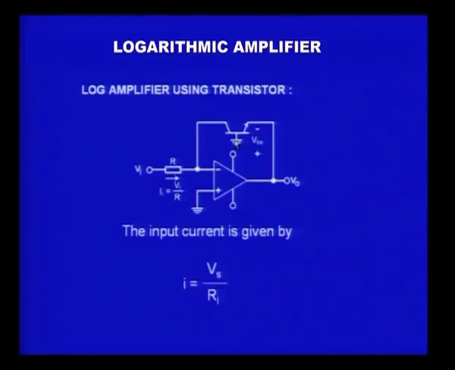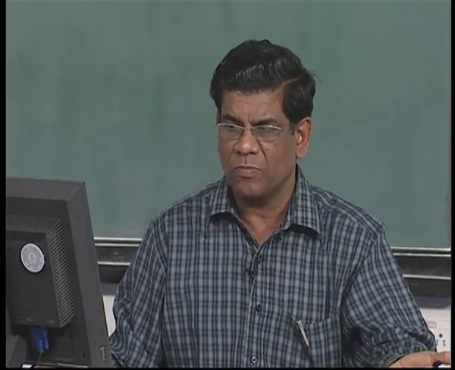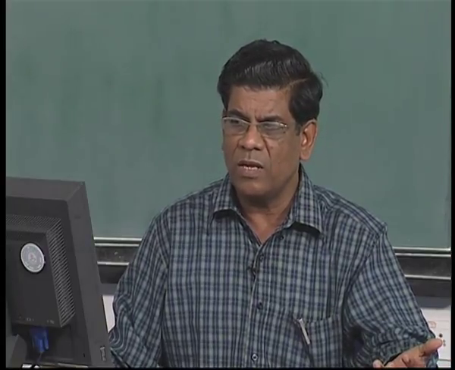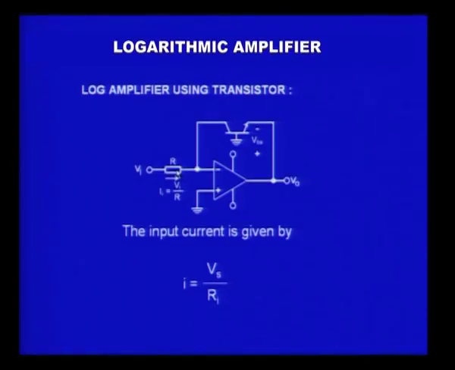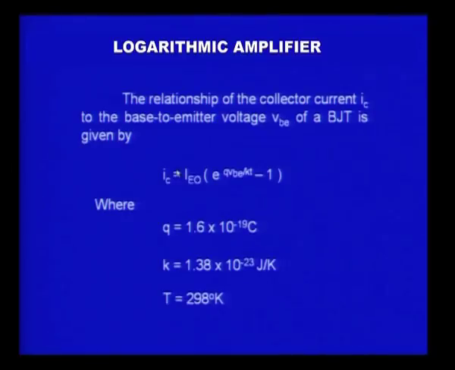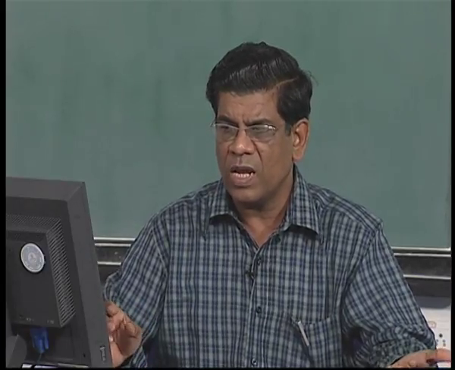The base of the transistor is grounded, the collector comes to the virtual earth terminal, and the emitter is going to the output point. You measure voltage output between the V output point and ground, which is nothing but VBE. So, basically you are measuring the VBE as the output voltage. The collector current is almost equal to the emitter current, and the collector current is given by Vi by R as in the screen, and therefore you find the relationship is very similar to what we already discussed. The only difference is that instead of a normal diode, we are using a transistor.